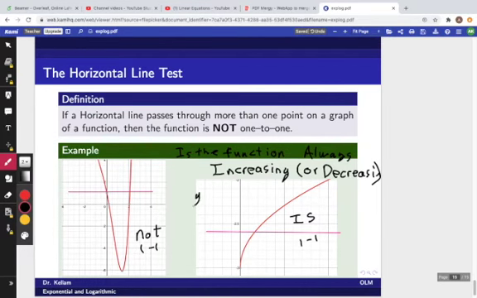So the line y equals negative 2x is one-to-one. It's always decreasing. The line y equals 1/3 x is one-to-one. It is always increasing. y equals x cubed is one-to-one. It is always increasing. y equals x squared is not one-to-one. Sometimes it increases, sometimes it decreases.